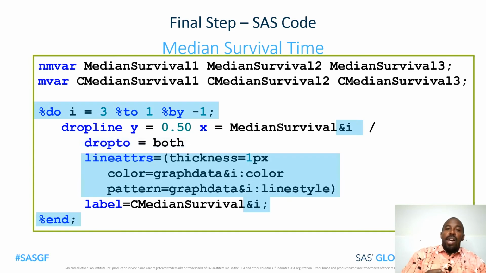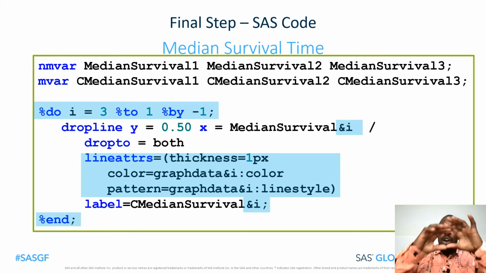The line attributes option can also be used to format line attributes, and you can also use macros within GTL. Therefore, instead of writing the dropline statement 3 different times because there are 3 different median survival times and 3 different treatments, I can just write it once and wrap it within a macro.